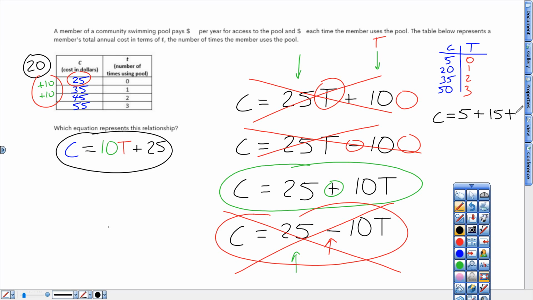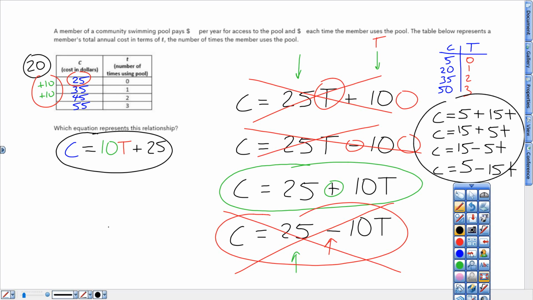There's one choice. I got another one. C equals 15 plus 5T. Here's another one. C equals 15 minus 5T. And then here's my last one. C equals 5 minus 15T. Find out which one matches that. Going up by 15, that number matches your T number. Your y-intercept is the one that goes by itself. So find the one that works for this extra one.